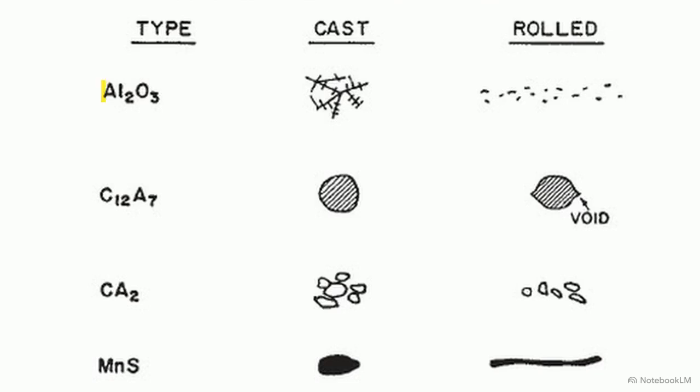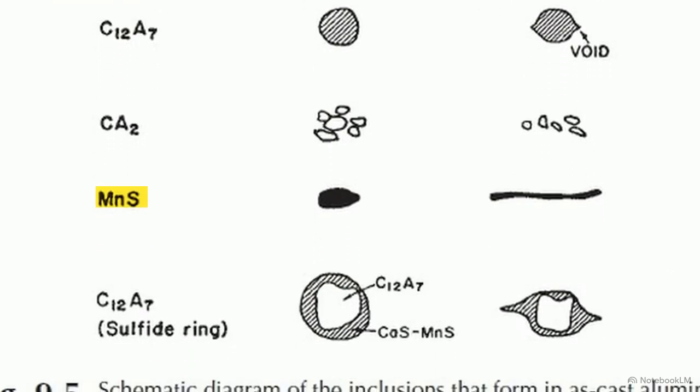The top row shows alumina, a brittle oxide. Under the extreme pressure of the rolling mill, the solid alumina structure shatters, dispersing into a discontinuous string of microscopic dots. But the row labeled MnS reveals the specific culprit, manganese sulfide. Unlike brittle oxides, manganese sulfide is highly plastic at hot rolling temperatures. As the steel slab elongates, the small cast blob is crushed into a continuous flat line.